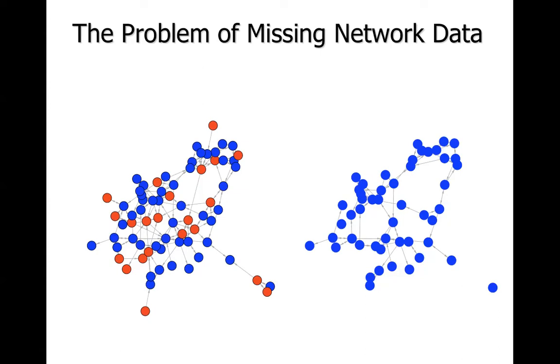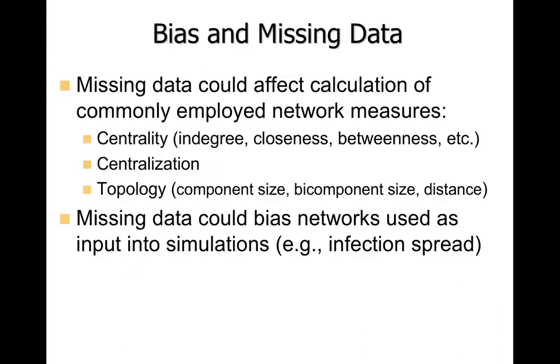Intuitively, the problem is that network measures are based on dependencies, the direct and indirect connections between our actors. And so that's difficult to capture if we have an incomplete picture. In fact, past work, including some of our own, does show that having missing data of this sort negatively affects commonly employed network measures like centrality, so indegree, closeness, betweenness, and so on; centralization on the same kind of measures; and topological features such as component size, distance, and bicomponent size.